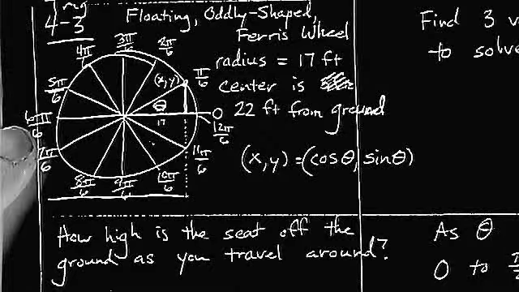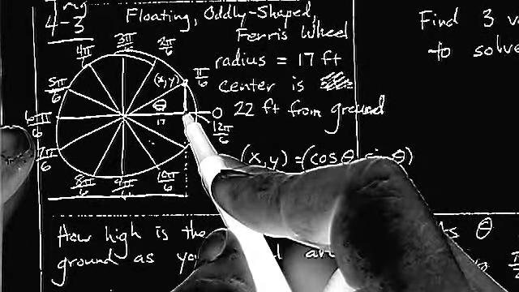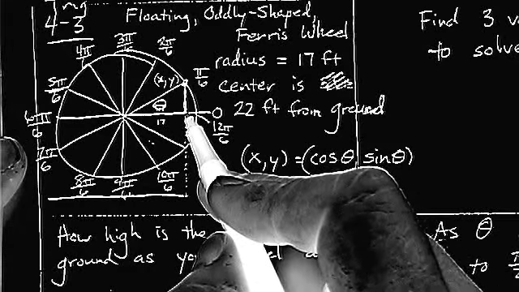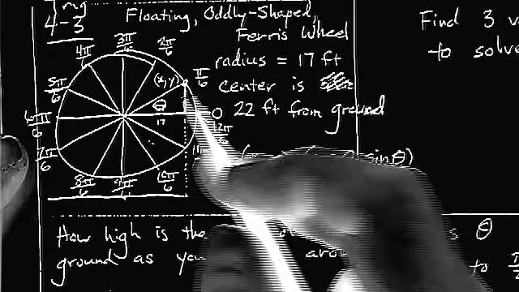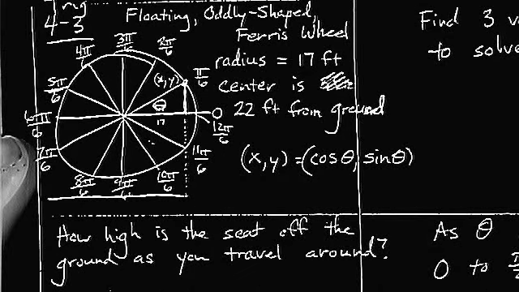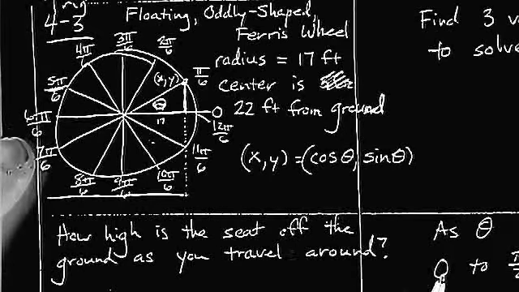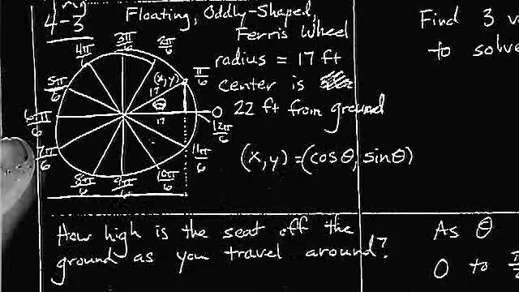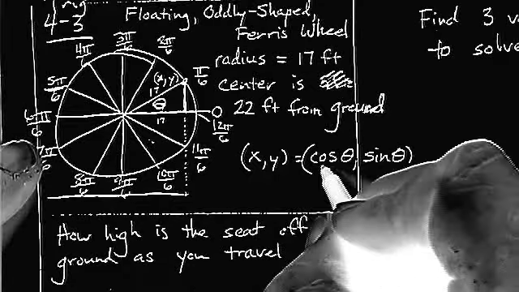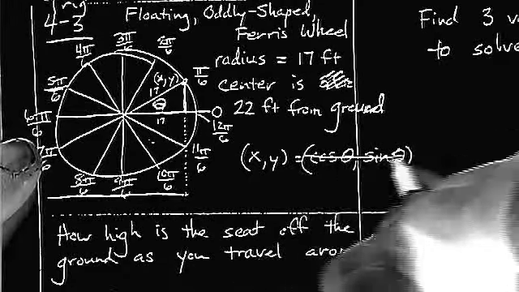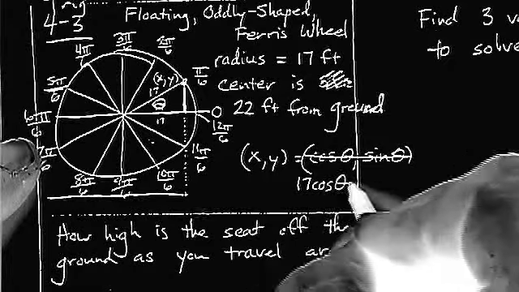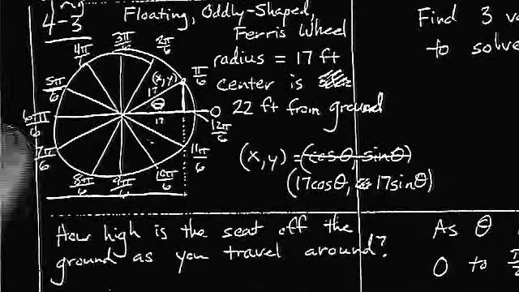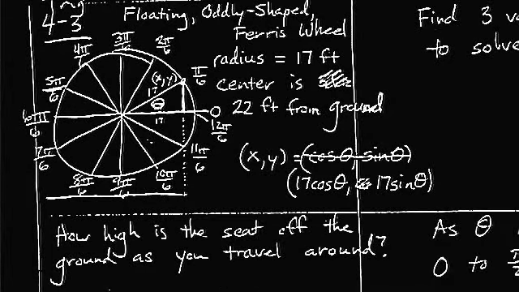So let's see here. We have the sine of theta plus 22 feet. Now, it's not just the sine of theta, because remember, we're dealing with a radius which is no longer 1. So, how does that change if the radius is now 17? Well, each one of these coordinates is now no longer just cosine theta, sine theta. No, it's 17 cosine theta, comma, 17 sine theta. Because you have multiplied everything by 17.